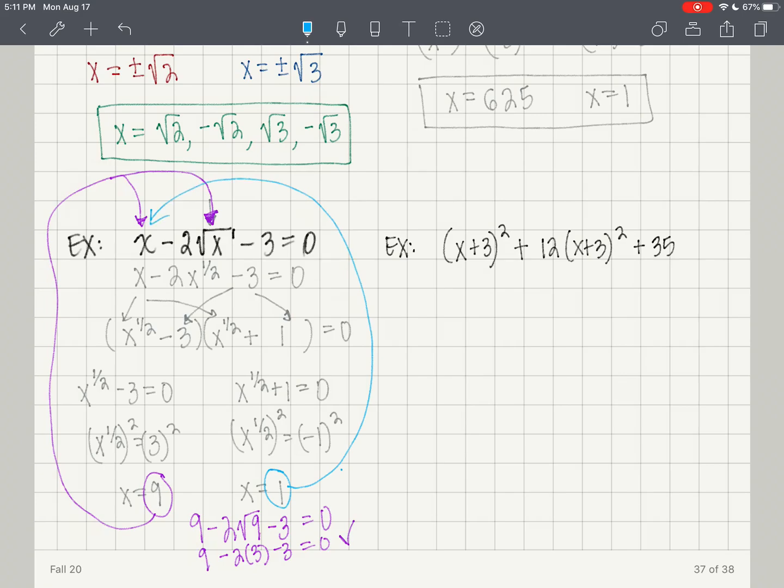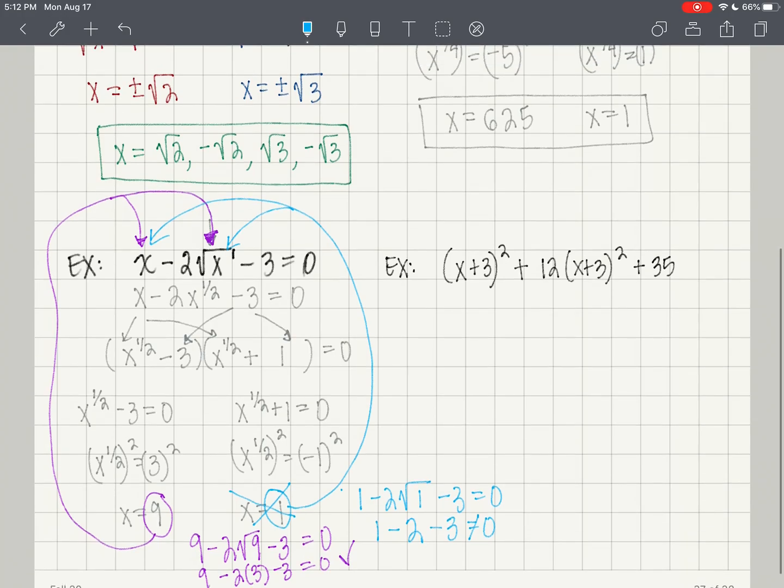Now let's try putting a 1 in. When we put a 1 in, I get 1 minus 2 times the square root of 1 minus 3 equals 0. Well, that's 1 minus 2, because the square root of 1 is 1. 1 minus 2 minus 3 equals 0. Well, that's not true. 1 minus 2 is -1, and -1 minus 3 is -4, not 0. Therefore, this answer is extraneous.